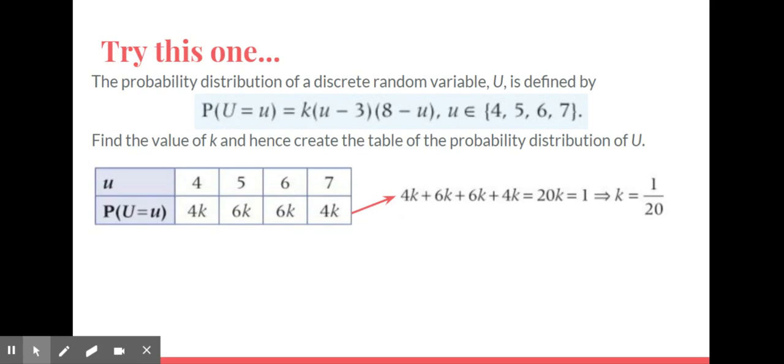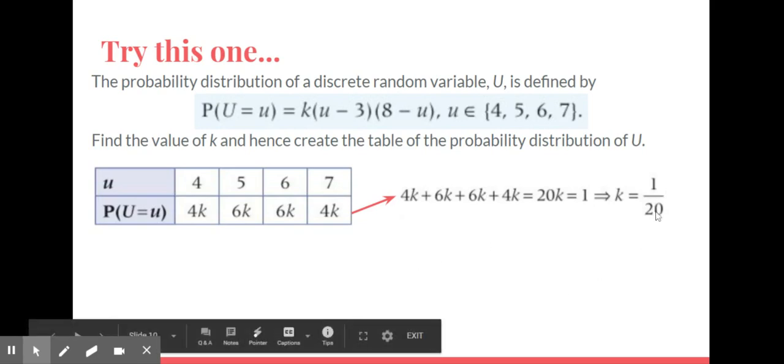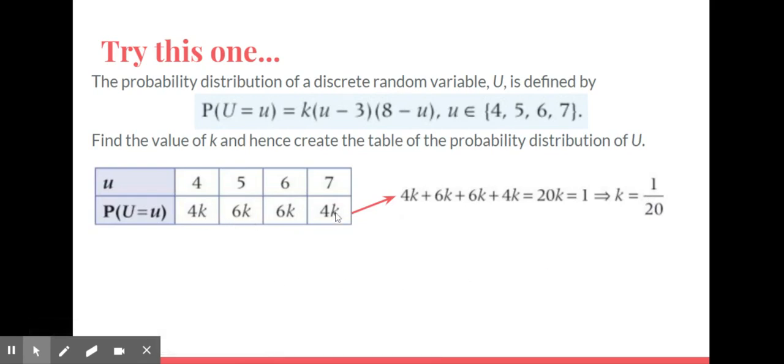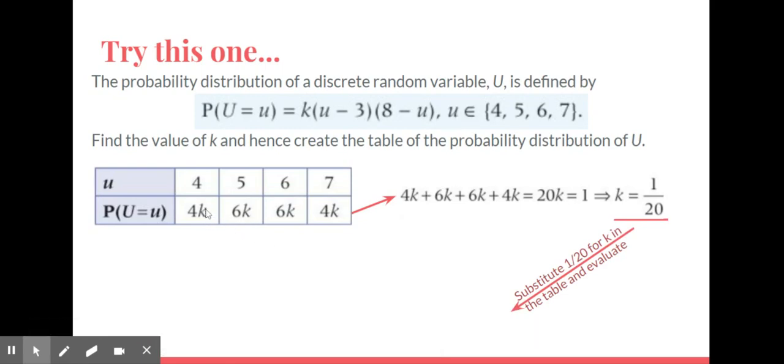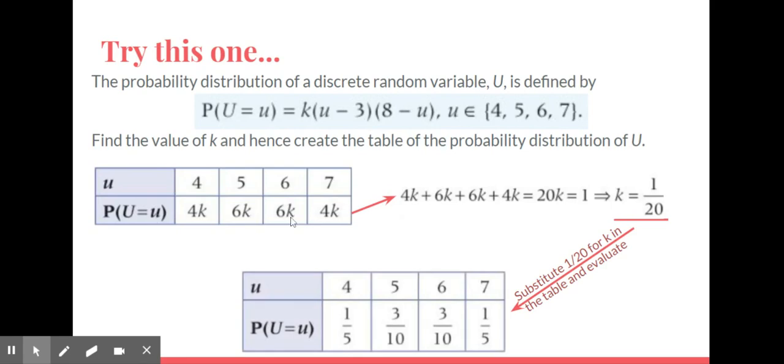Final step, another substitution piece. I need to take that k equaling 1/20 and sub it in for each of the k's to figure out my actual probability. So for example, if I sub in 1/20 for k here, I have 4 times 1 over 20, which would just get me 1/5. If I sub in k here, 6 times 1/20th, which would get me 3/10. And I can do the same thing for u equaling 6 and the same thing for u equaling 7.